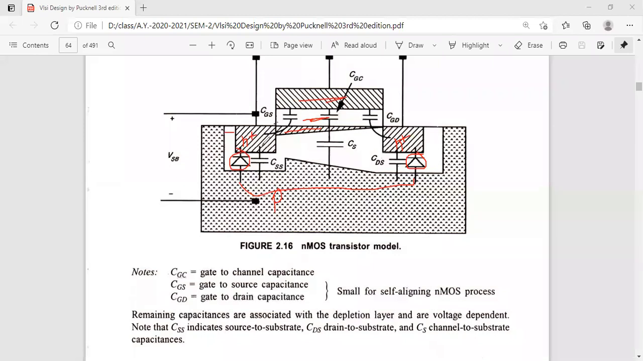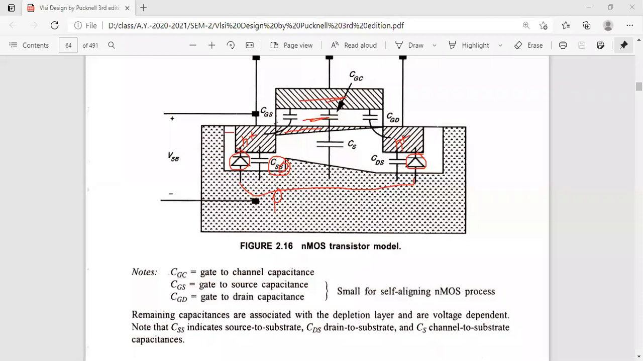Not only that, this is N plus region and this is P plus region, so here we can have some voltage difference. Where this is of N type and this is of P type, there exists a capacitance, right? This is the capacitance formed between the source and the substrate, indicated as CSS. CSS, source and the substrate.